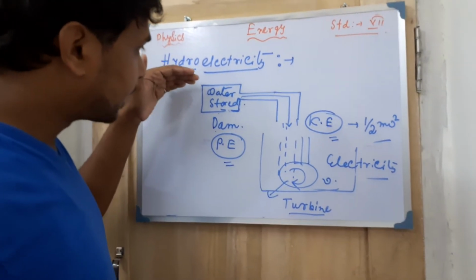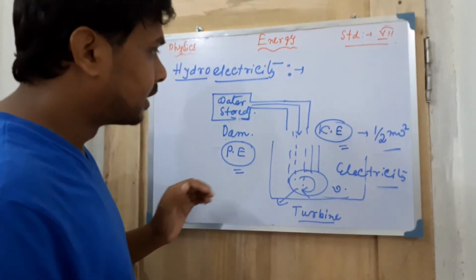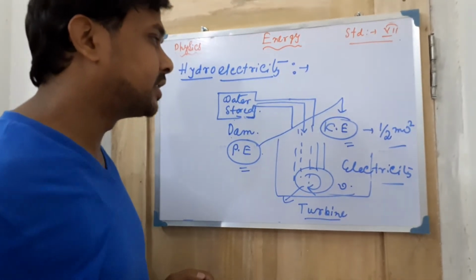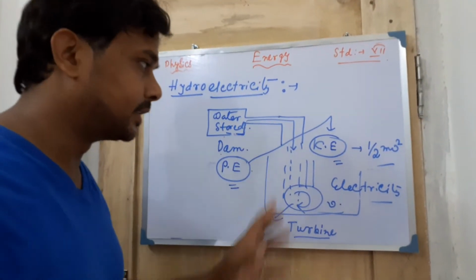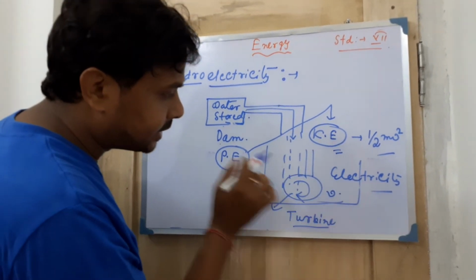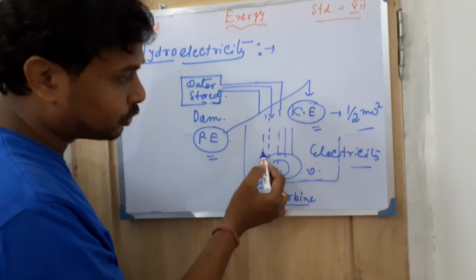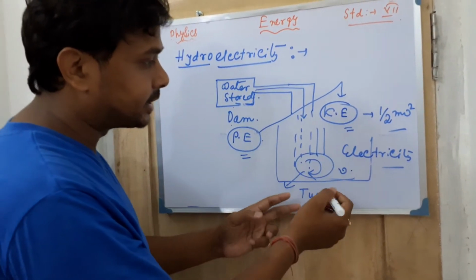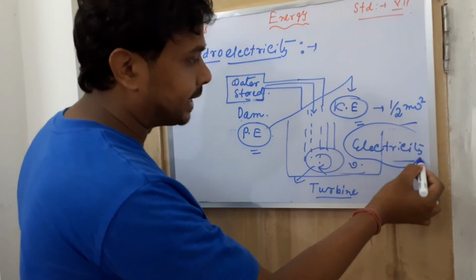Now when the water is coming with a very high speed, this potential energy is converted to kinetic energy. When this kinetic energy comes to this portion, the turbine rotates with a very high speed, and then this kinetic energy is converted to electric energy.